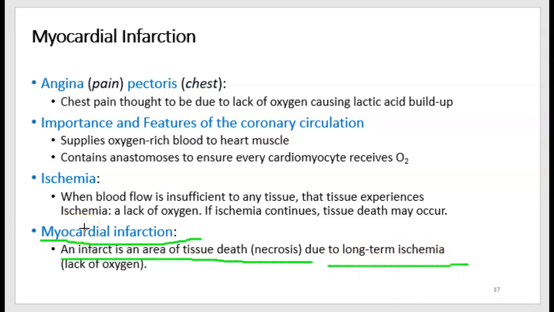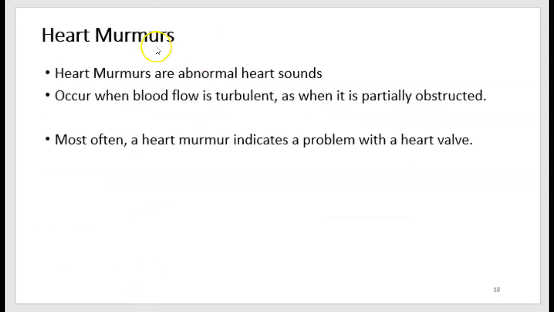So that's one disorder that we talked about. And the result would be insufficient ventricular contraction, most likely. And so you'll have a change in cardiac output, which we'll come back to in a little bit. Let's move on to heart murmurs, because that was the second disorder that we talked about.